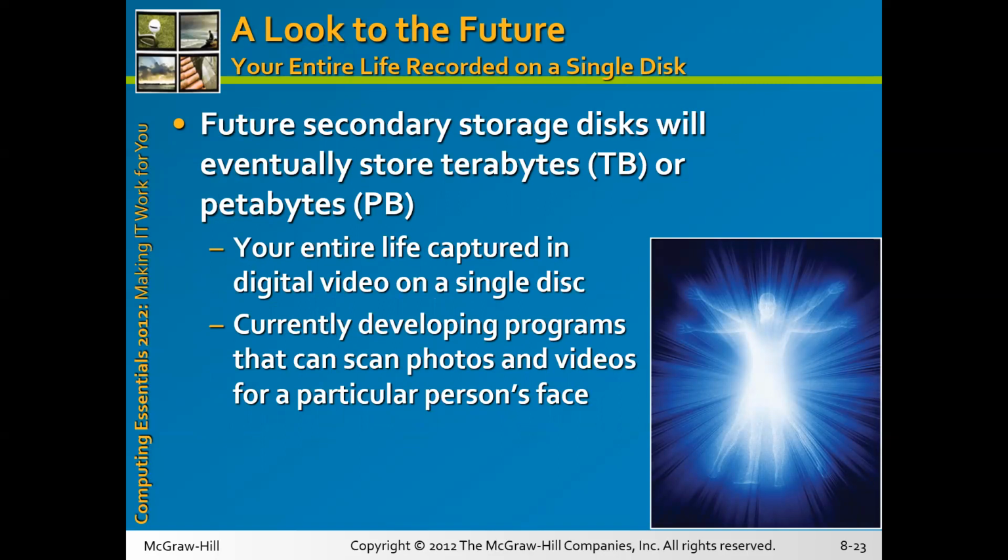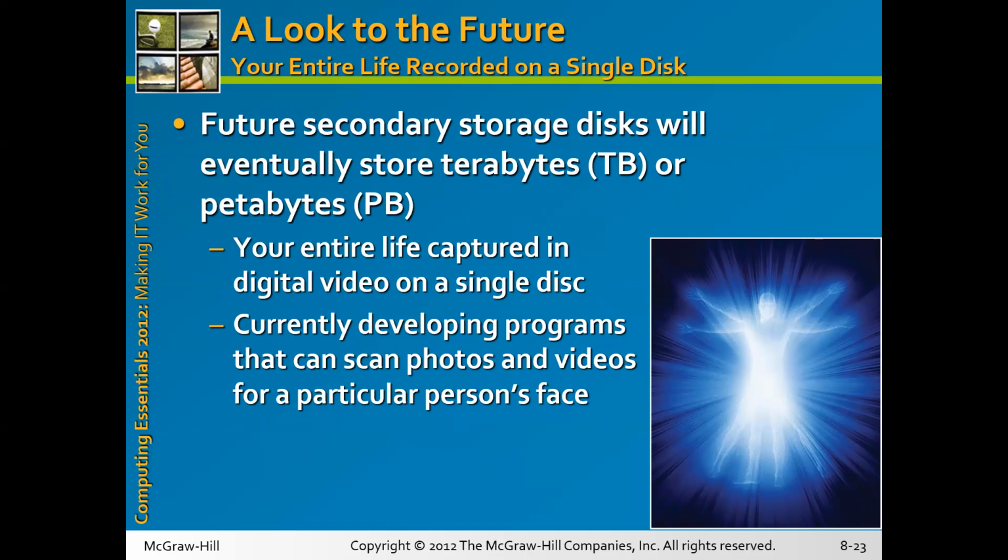To have a look at the future of secondary storage devices, what we can conclude is that the storage capacities will increase from terabytes to petabytes. Now, the order is as such. First of all, we were introduced to bytes and then followed by kilobytes. After kilobytes came megabytes. From megabytes came gigabytes. It evolved from gigabytes to terabytes, and after terabytes, we are moving to petabytes.